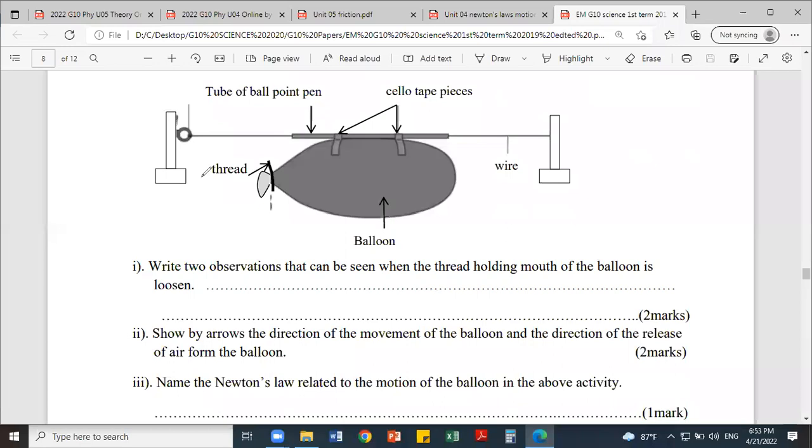Then I'll explain the motion of this balloon. Before that, there's one more thing they asked here. How can you increase the speed of the balloon? Two changes that can be done in order to increase the speed of the balloon. Volunteers? Anyone can suggest?